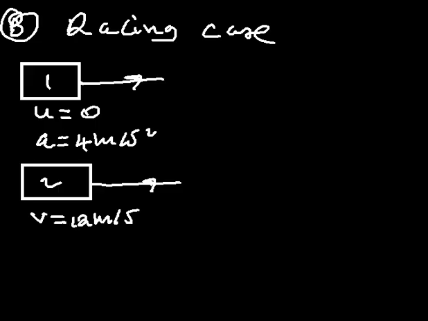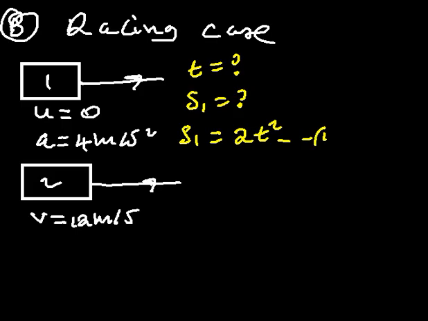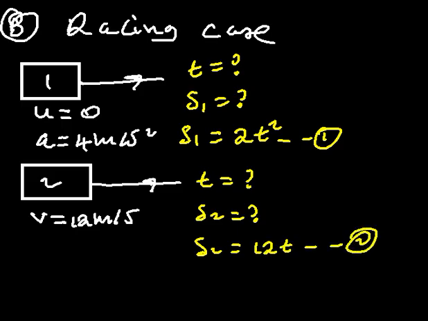So the principle remains the same. Do we know the time it takes for object 1 to travel? We don't know. How about the distance for object 1? We don't know. But the displacement for object 1 will be given as S1 = 2t², and this is equation 1. Likewise, we don't know the time for object 2, and also the displacement for object 2 is unknown. But since object 2 is moving at constant speed, S2 will be given as 12t. This is equation number 2.